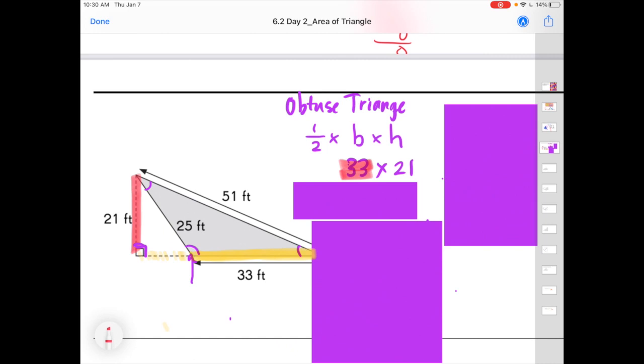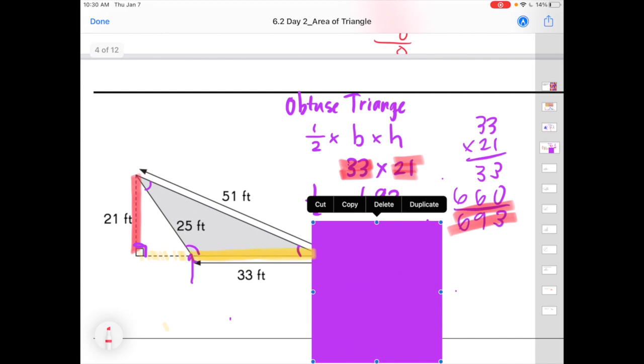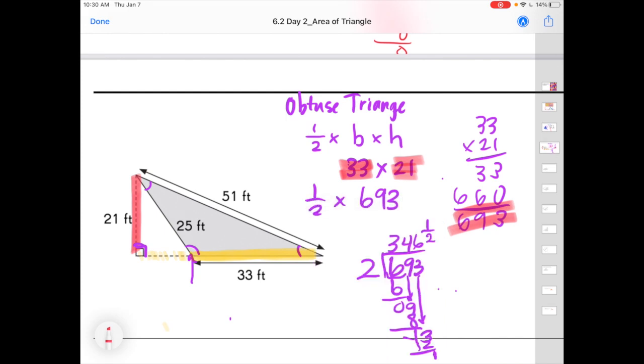So we knew the base was 33. We know the height was 21. So when we multiply 33 times 21, we get 693. And now we are ready to take half of 693, or 1/2 times 693. And to find half of something, we're dividing it into 2 equal parts. So 693 divided by 2 is 346.